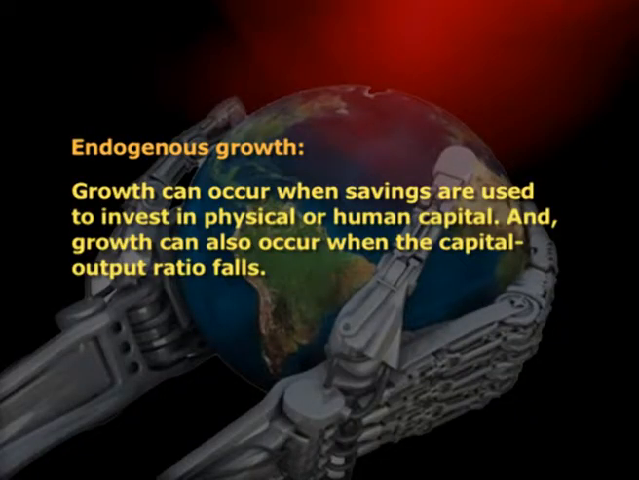Endogenous growth is a term used to explain that growth occurs owing to factors within the model. The Solow model is an endogenous growth model and it explains that growth is determined by the rate of savings and the capital output ratio which are determined within the model. Growth can occur when savings are used to invest in physical or human capital, and growth can also occur when the capital output ratio falls.